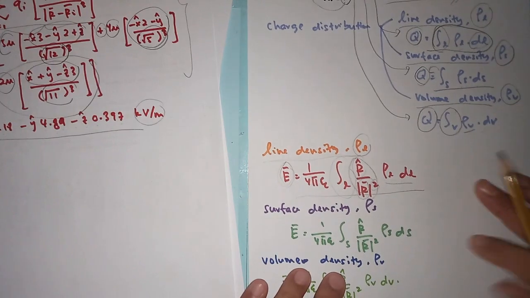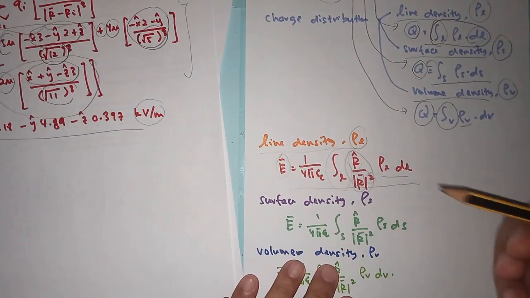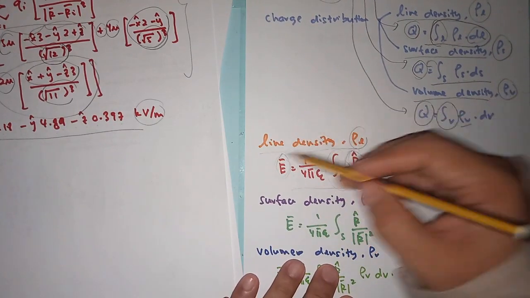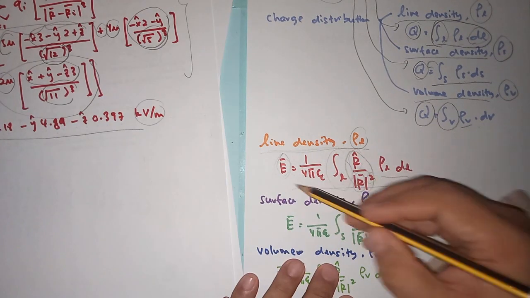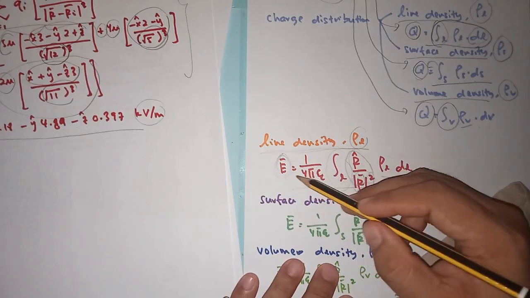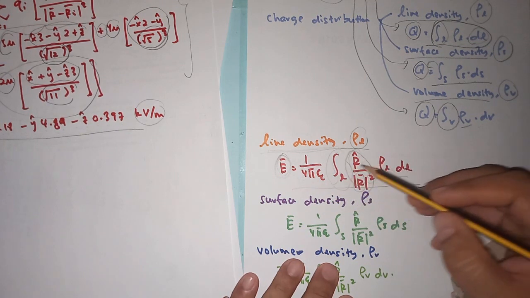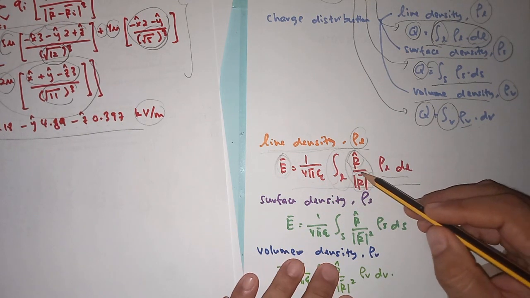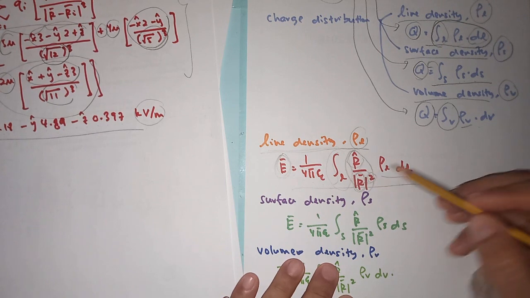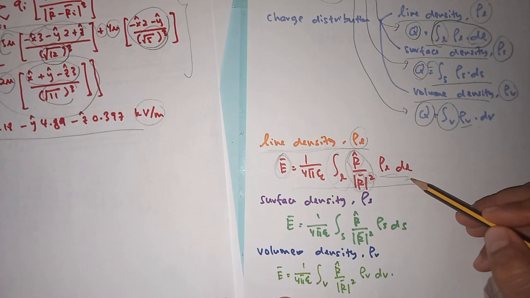So, let's say our charge is represented by line density. We will have the vector E equal to 1 divided by 4 pi epsilon, line integration of r cap divided by the magnitude of vector r squared, rho L dot dl.